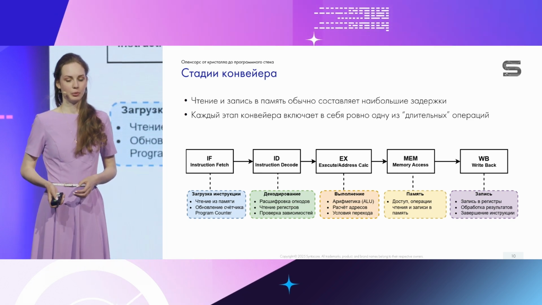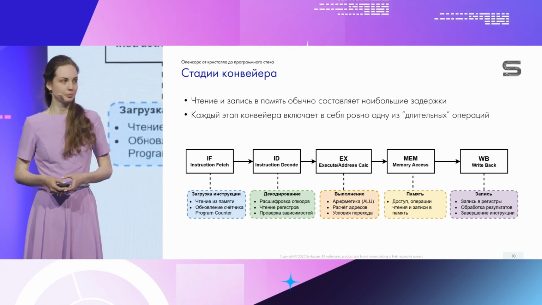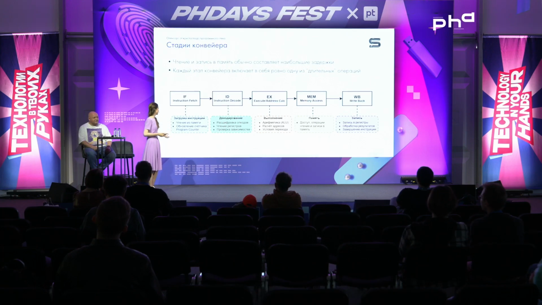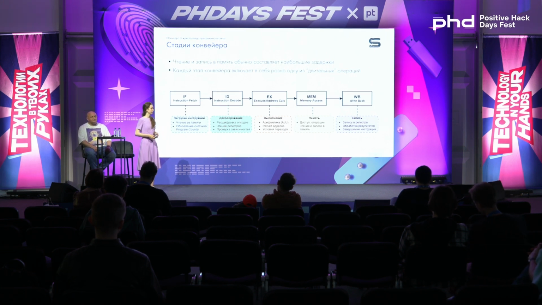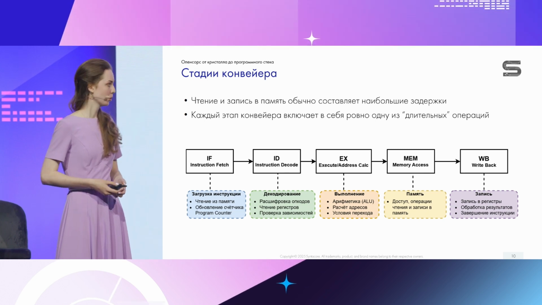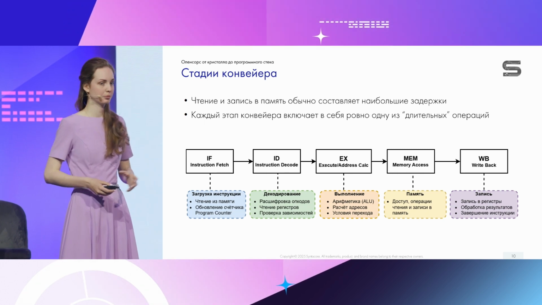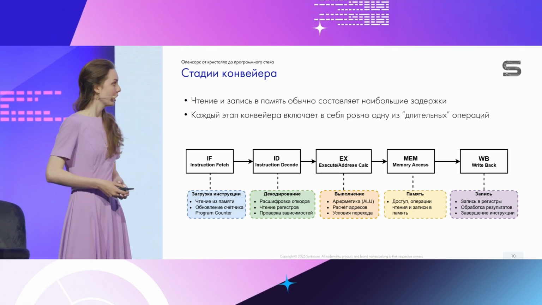Now let's look at the conveyor stages. First stage is instruction fetch, when it's reading from the memory and updating the program counter, and then there is a decoding stage when we decode opcodes, read registers, and check dependencies of our instructions. And then we are executing. We work with ALU, arithmetics, calculating addresses and conversion conditions.